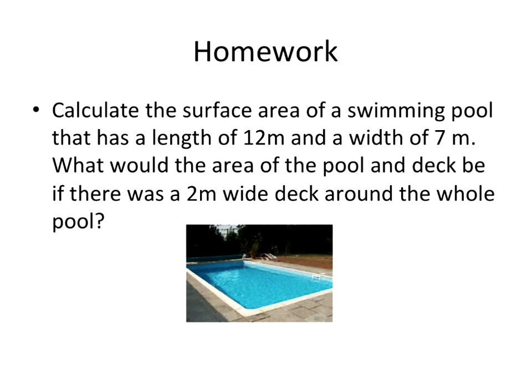All right. Now, here's your homework, and I want you to draw a picture of this because I want you to practice this. Calculate the surface area of the swimming pool that has a length of 12 meters and a width of 7 meters. And then what would the area of the pool and deck be if there was a 2-meter wide deck around the whole pool? And then you can tell me if you want to for bonus marks, because I know some of you care about this so much, tell me how much the deck is. So at least give me the pool and deck, but if you're really clever, you can give me the deck too. So now I'm going to ask you to copy this down and go.